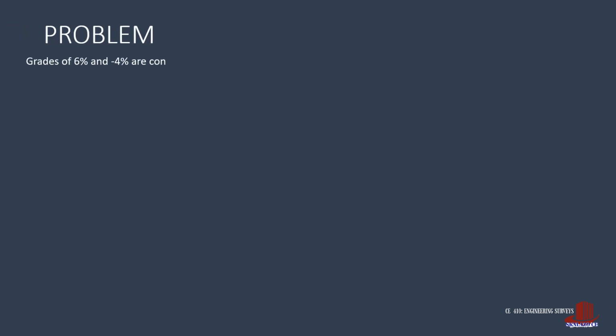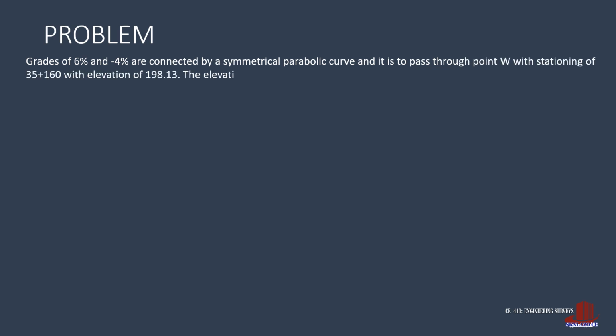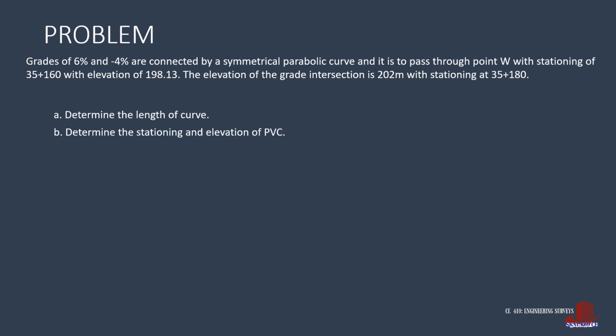The problem involves a summit parabolic vertical curve with back tangent of positive 6% and forward tangent of negative 4%. The point of intersection lies at elevation 202 meters and station 35+180. The curve should also pass through a specified point W with elevation of 198.13 meters and station 35+160. We are tasked to determine the length of the curve, the stationing, and the elevation of both PVC and PVT. Let's illustrate the curve first.